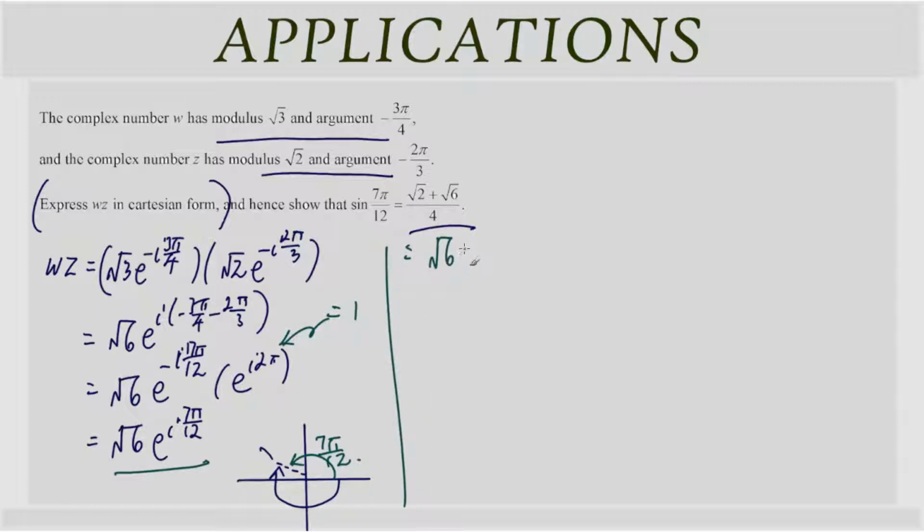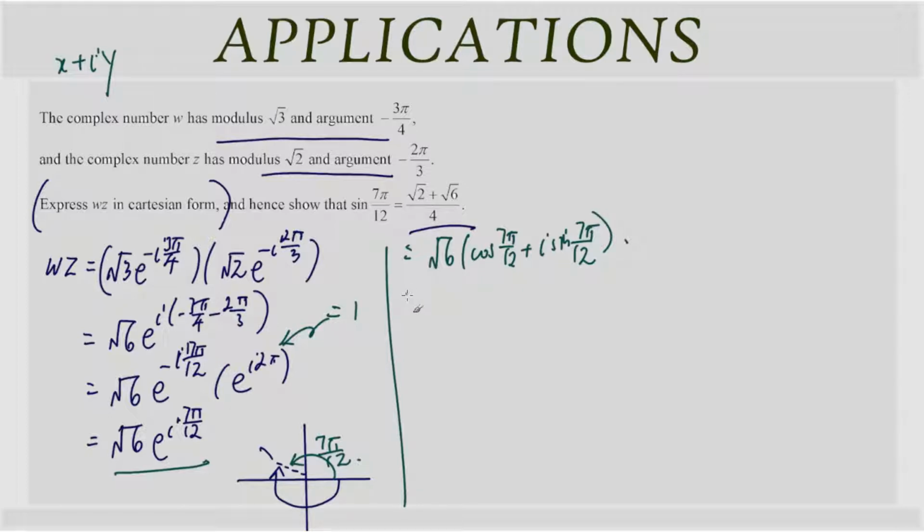which is also equal to root 6 of cosine 7 pi over 12 plus i sine 7 pi over 12. Now this is one way to express wz, but the other way is to actually multiply w and z and obtain a value in Cartesian form, which is in the form of x plus iy without trigonometric identity.